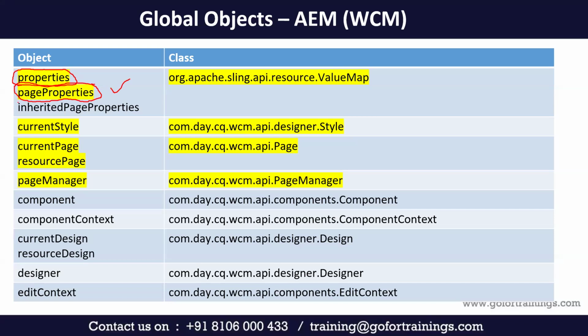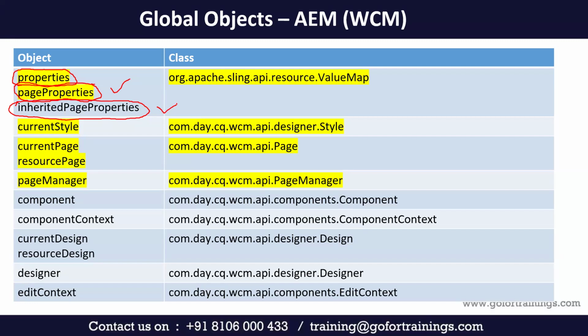And there is one more object called inherited page properties. It is similar to page properties, but let's say if you try to access any property by using page properties dot property name, it will check only in the current page JCR content node. But if you use inherited page properties, it will check the current page. If the current page doesn't have that property, it will go to the parent pages also.